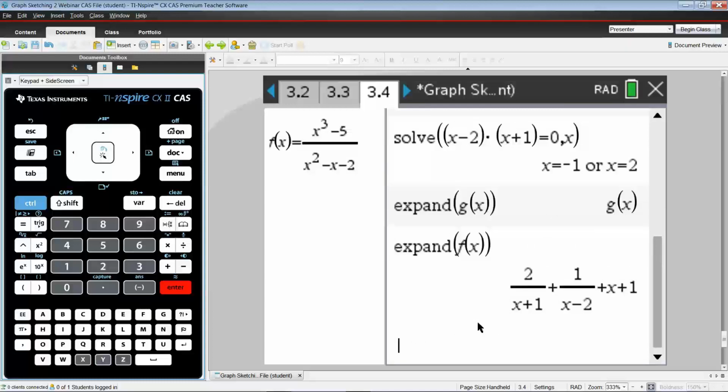Awesome. Okay, so as you can see, f of x, when you expand it, is basically the sum of the linear, which is x plus 1, and also the sum of 2 rectangular hyperbolas. So as x approaches infinity or negative infinity, these 2 fractions will diminish down to effectively 0, and therefore the function will behave like x plus 1. In other words, the oblique asymptote will be y equals x plus 1.